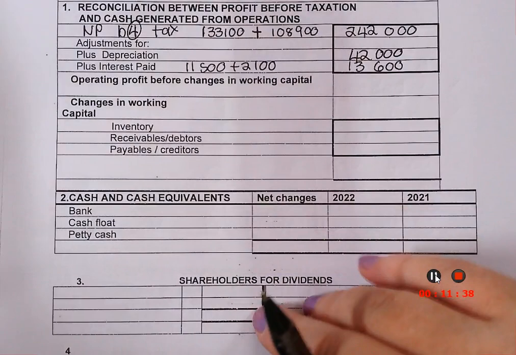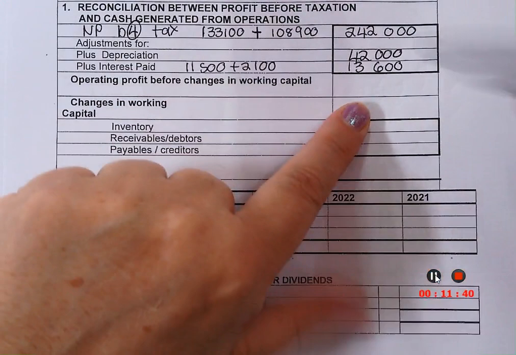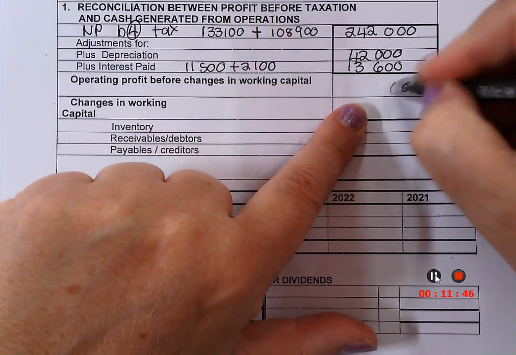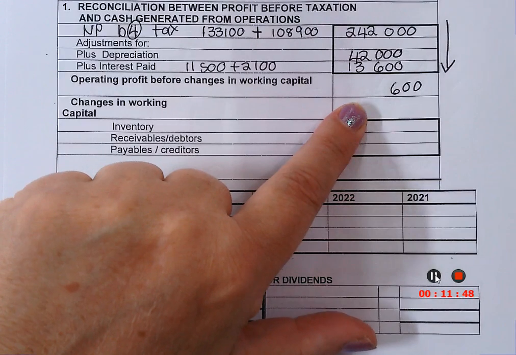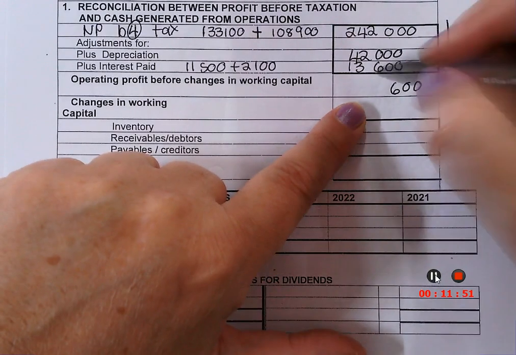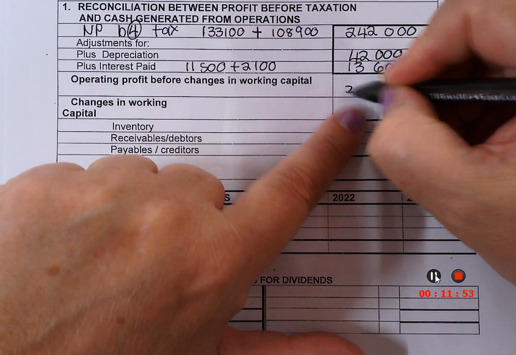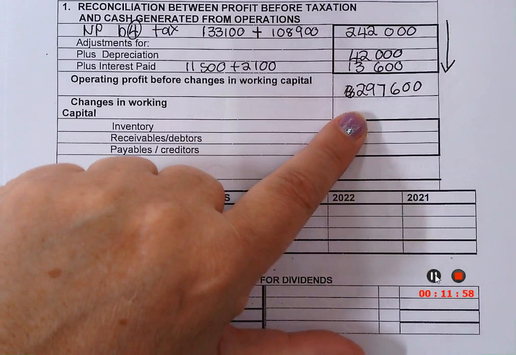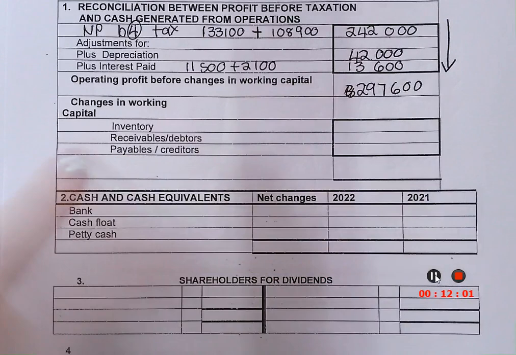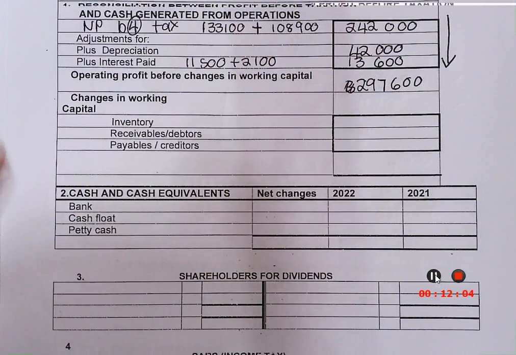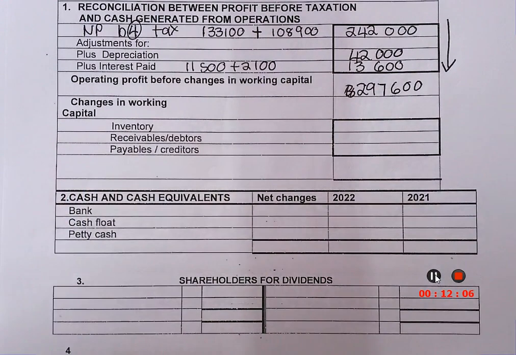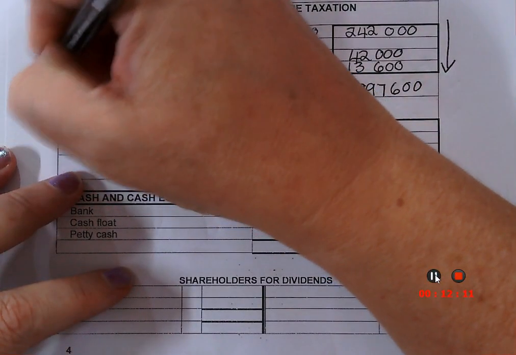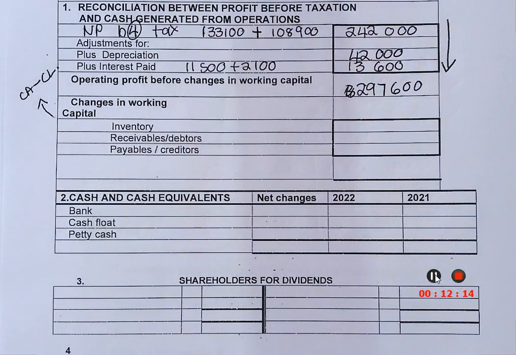Okay, so now I need to bottomize. So 242, 42, 13.6 gives me, anybody? 307. 297,600. Okay. And now I go to the working capital. And remember, what did I say? What is working capital? The word working capital actually means current assets less current liabilities. That is the capital you have left to work with.